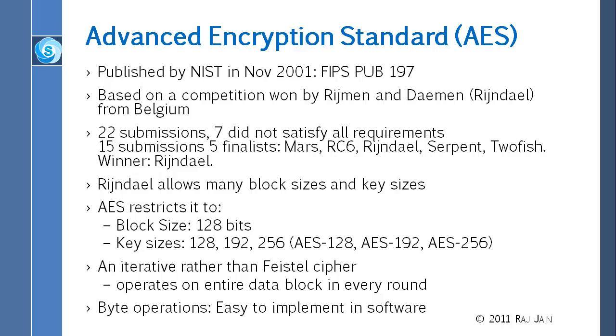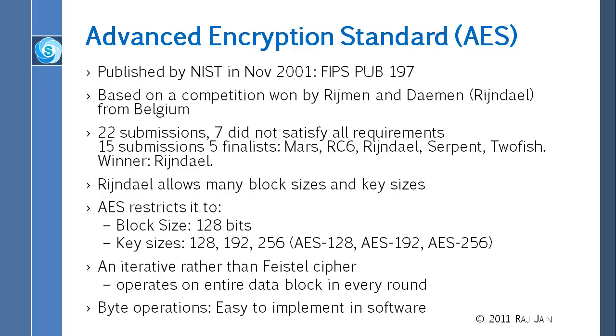It was published in 2001 by NIST, and just like the previous one, there was a competition which was won by scientists from Belgium. Rijmen and Daemen had an algorithm called Rijndael, which became AES after winning over 21 other proposals.